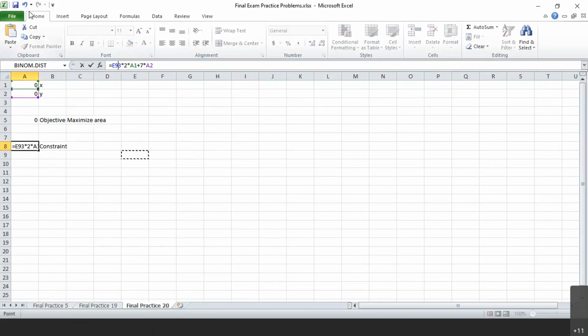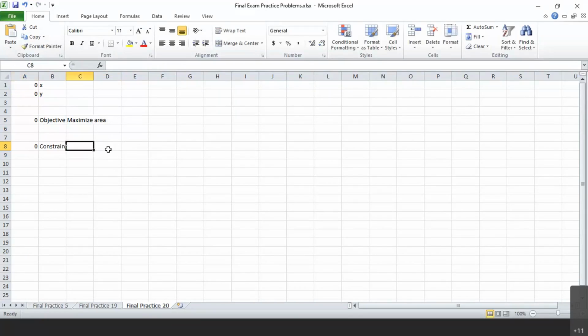I went and screwed it up. Undo. I screwed up my formula. See, this is what happens when you type in a cell. So this was 6 times A1, 6 times, try to figure out what I've got here. 6 times Y plus 7 times X, tab. So there's my constraint formula.